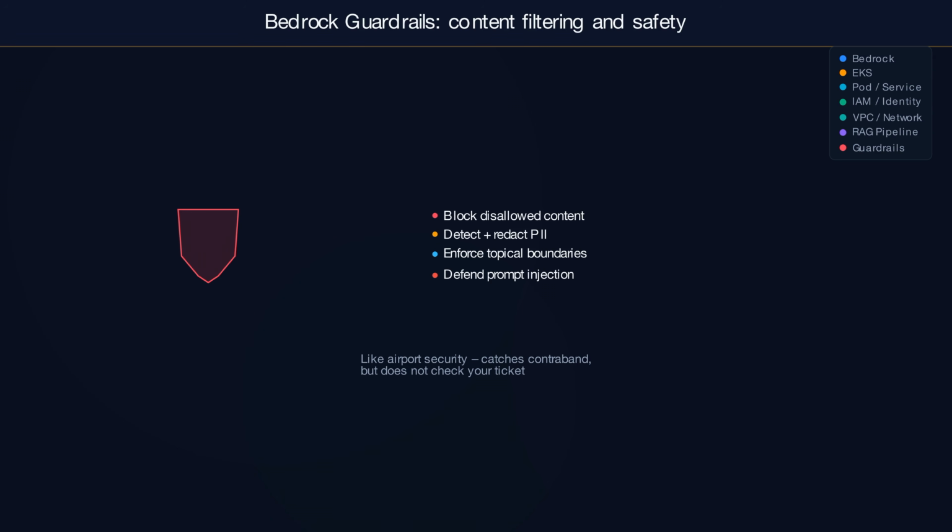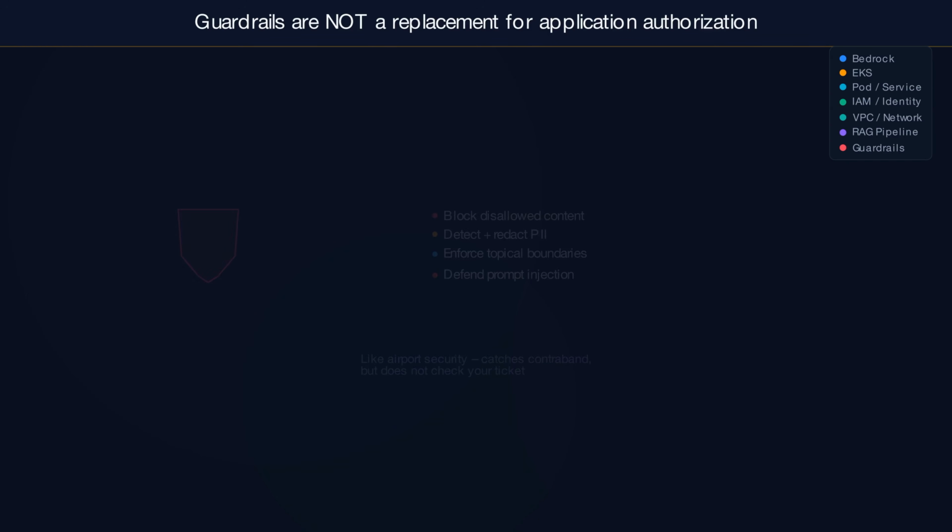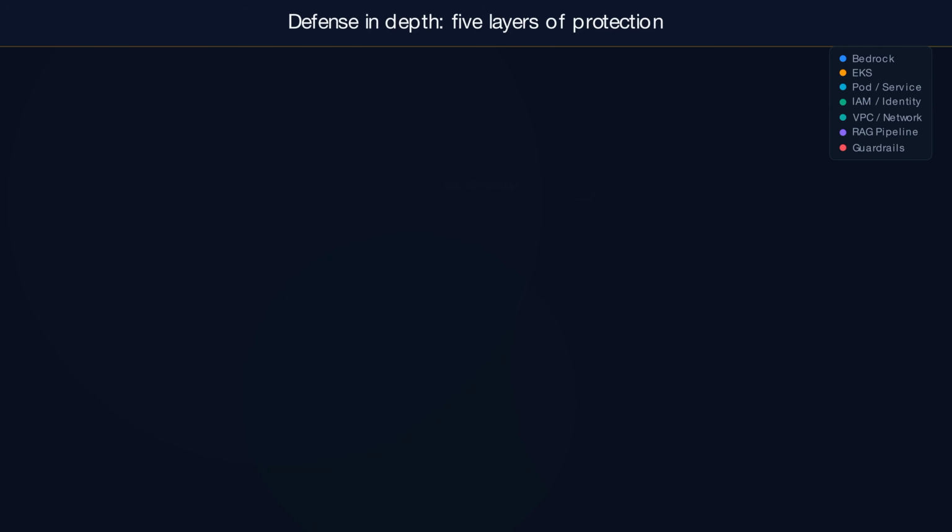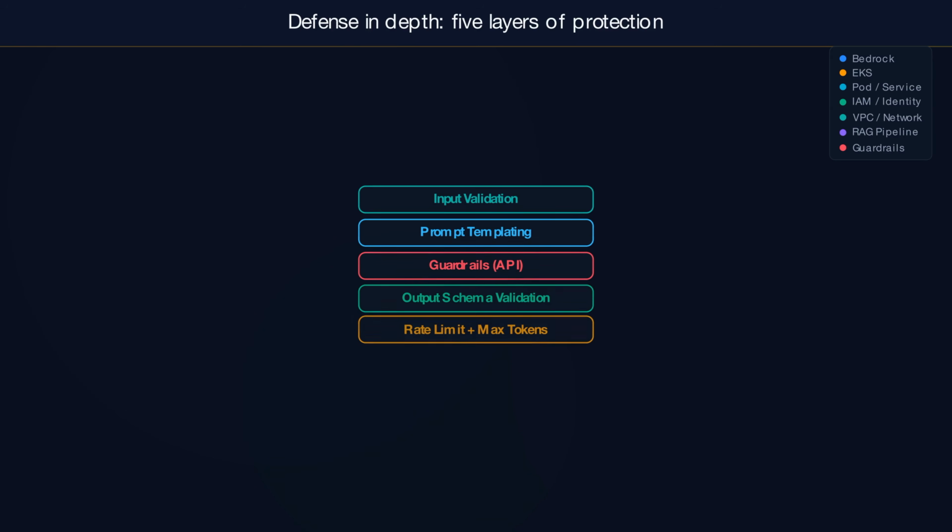But here is the critical design point most teams miss. Guardrails are not a replacement for application authorization. If a user should not see certain data, your application must block that before retrieval and before prompting, not rely on the model to filter it. Think of guardrails like a security checkpoint at an airport. They catch contraband, but they do not check whether you have a valid ticket. That is your application's job.